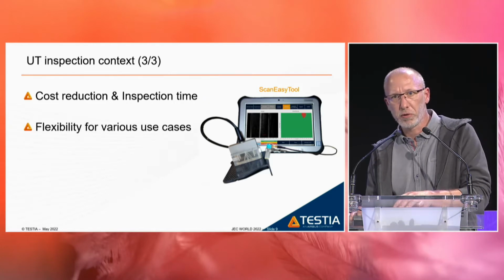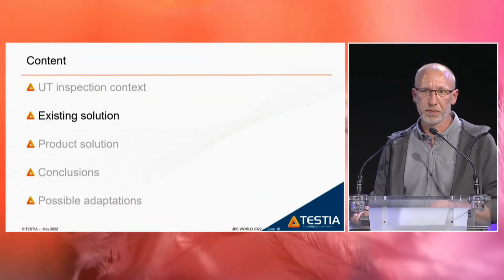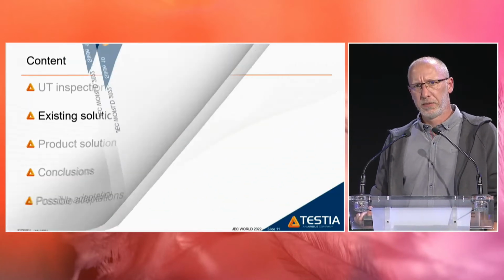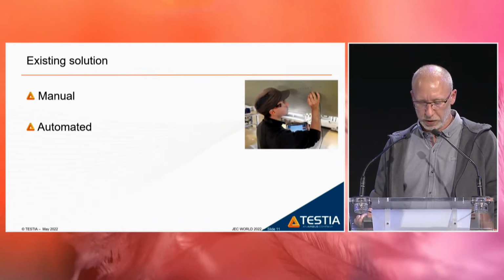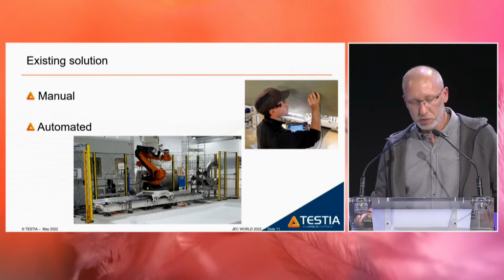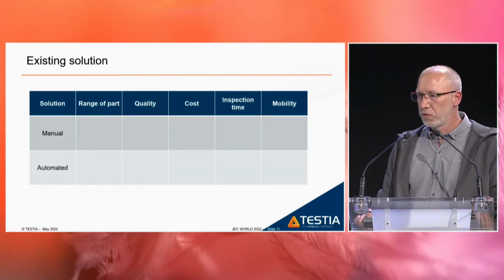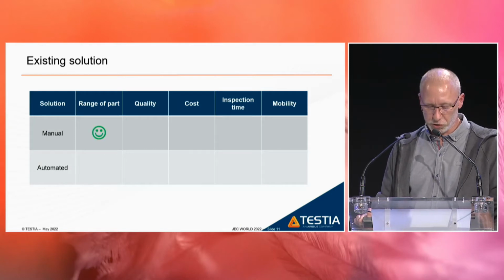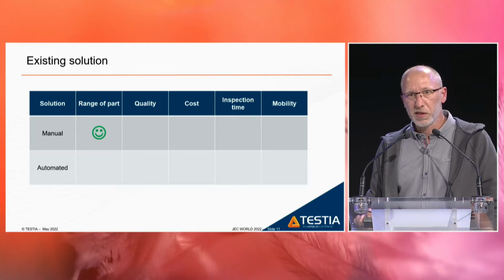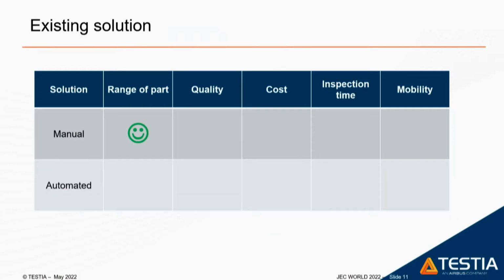Of course, some solutions are already available. Actually, there are mainly two kinds of solutions: manual inspection and automated inspection. Let's have a quick look at the benefits and limitations of both techniques. For manual inspection, we have access to a large range of parts due to the size of the transducer. But because of the concept, this technique is very time-consuming and subject to the human factor. However, manual inspection is cheap and could be done nearly everywhere.